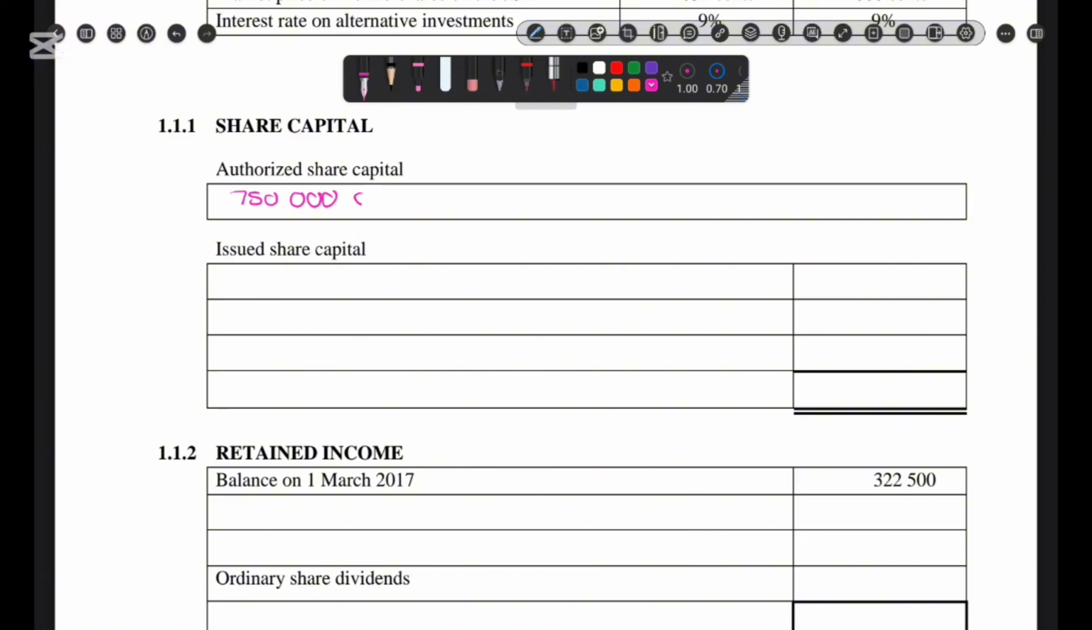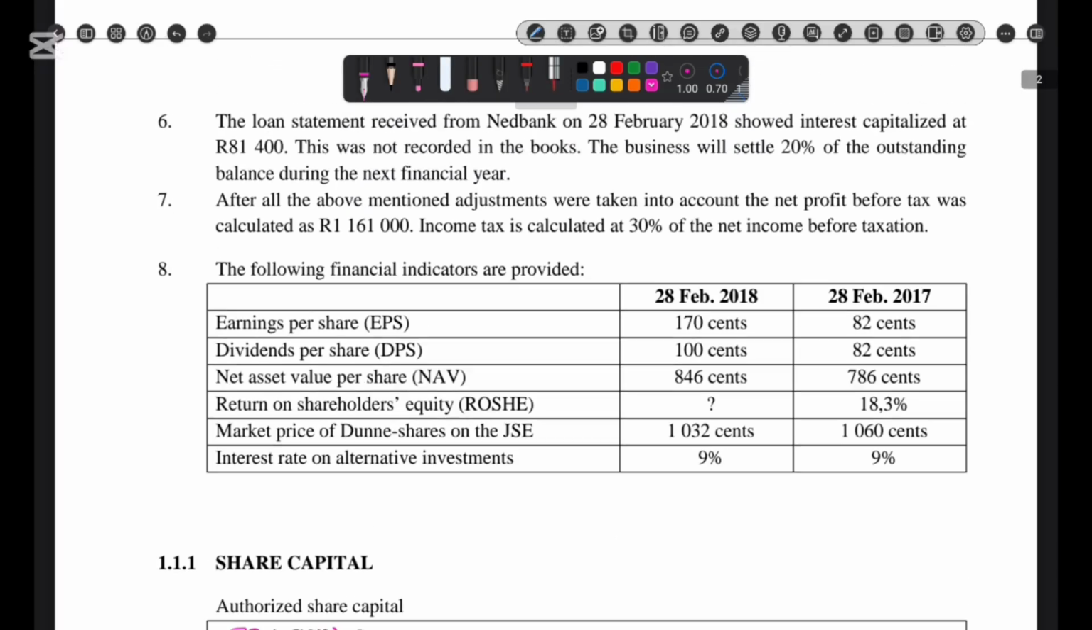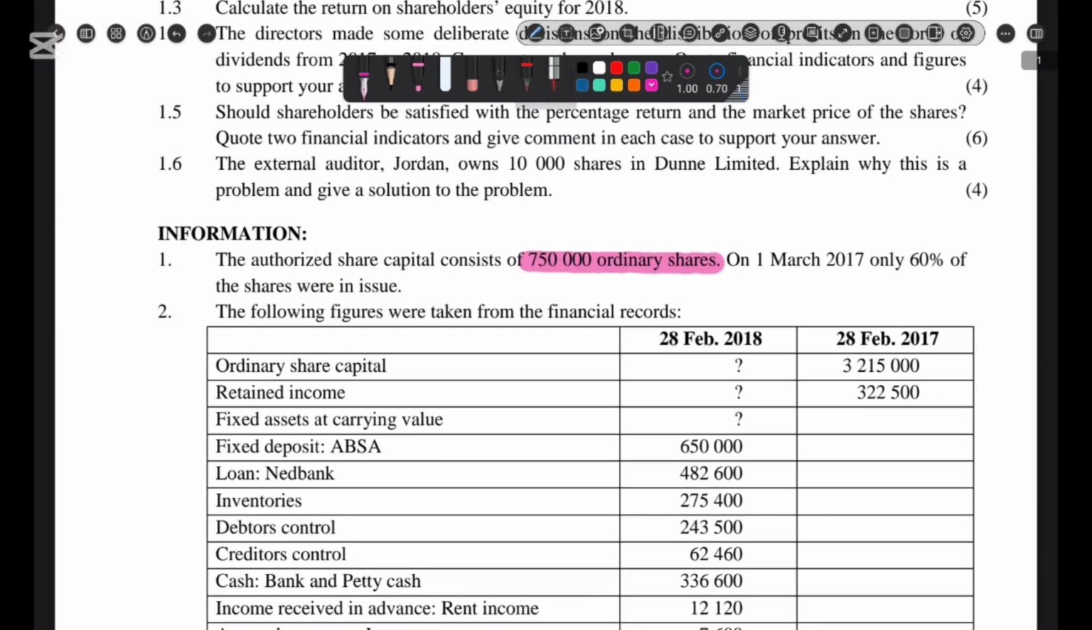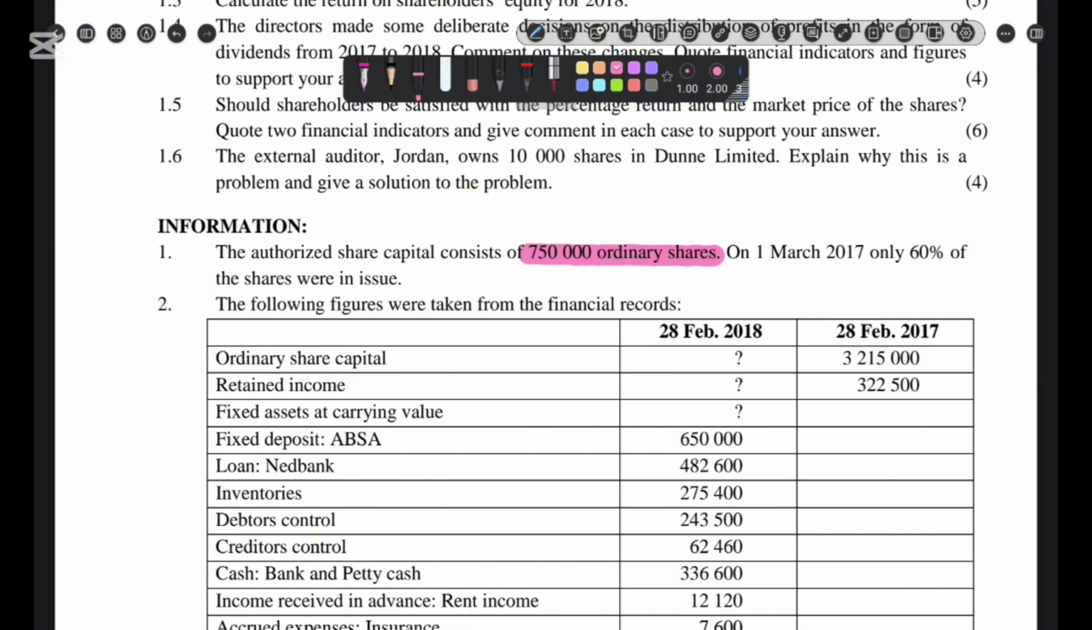So we're going to write 750,000 shares. And remember, your authorized share capital is simply how many shares the company is allowed to issue, the maximum amount of shares that they can sell. They can never sell more than that. Then they told us that on the 1st of March 2017, 60% of these shares were in issue. So what is the 1st of March 2017? It is the beginning of our year, right?